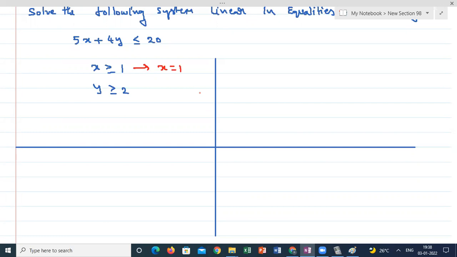x is constant. So this is 1, this is 2. So x is constant means the x coordinate is always 1 here. This is like this, parallel to the y-axis and passing through (1, 0). See, any point you take on this line, it is (1, 2), (1, 3), (1, 4), (1, 0), (1, 5). So x is equal to 1.